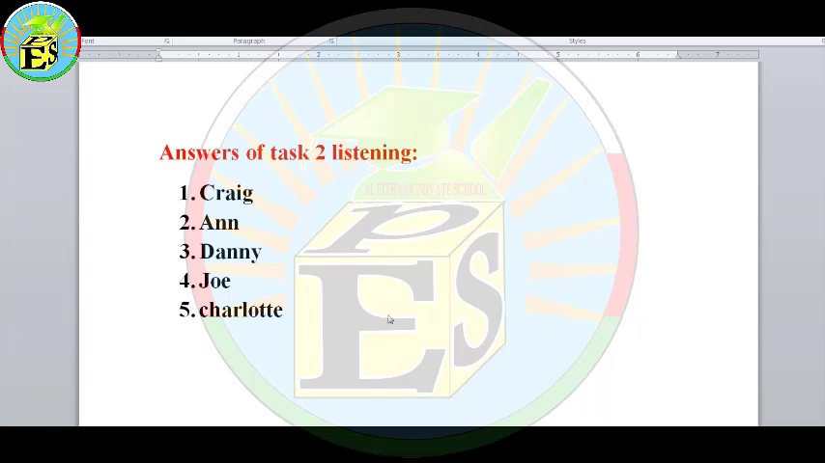So here we have the answers of task number 2 and the correct order for these teenagers. The first one is Craig, and Craig walks to school or goes by bike. The second one is Anne, and she takes the tram. The third one is Danny, and he usually goes on foot. The fourth one is Joe, and he walks to the station and goes by underground. And the last one is Charlotte, and she goes with her dad in the morning, and then she goes with the bus in the afternoon.